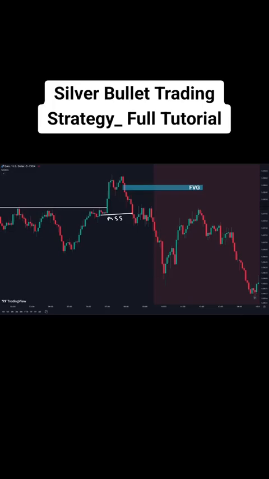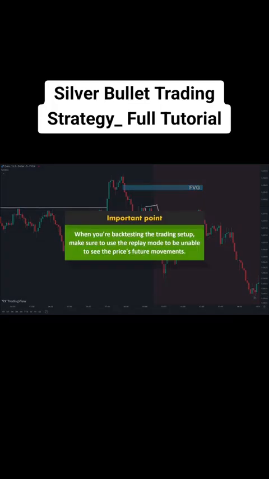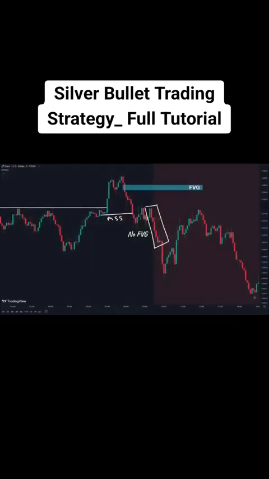Following, we still could have gone short with the selling momentum, but we can't identify any particular FVG above the 50% retracement level. So we have a missing trade. Now, when you're backtesting the trading setup, make sure to use the replay mode to be unable to see the price's future movements. This would make the results much more reliable. And remember, never trade a setup before doing enough backtesting on multiple pairs to obtain the performance.